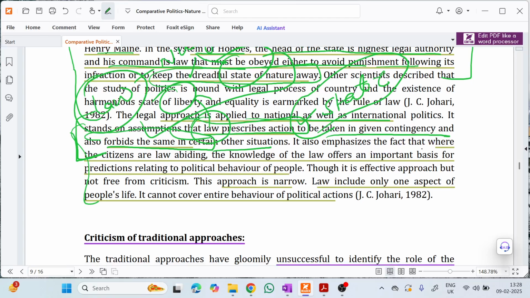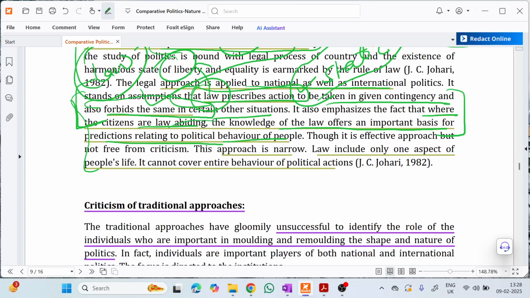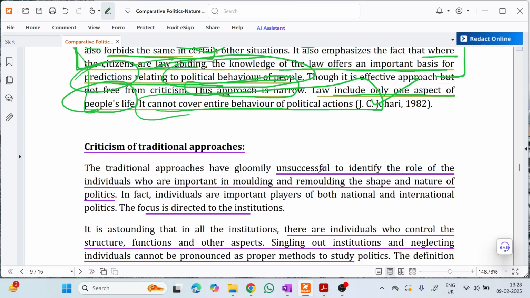It also emphasizes the fact that where citizens are law abiding, the knowledge of law offers an important basis for prediction related to the political behavior of people. So it also talks about finding predictions and patterns about political behavior. But this approach is narrow. Law includes only one aspect of people's life. It cannot cover the entire behavior of political action.